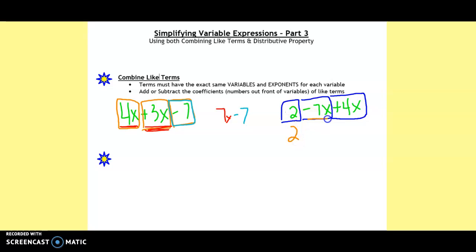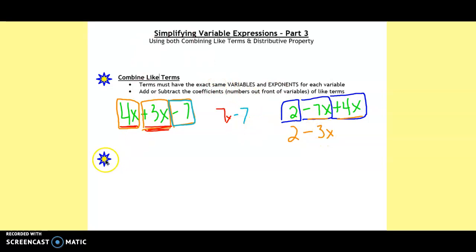And then a negative 7 and a positive 4, we would say negative 7 plus 4, which is going to give us an answer of negative 3. So negative 3 is the same as a minus 3. And don't forget to put your variable with it. So that was a quick review of combining like terms.